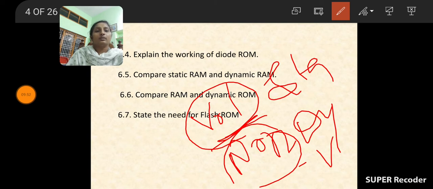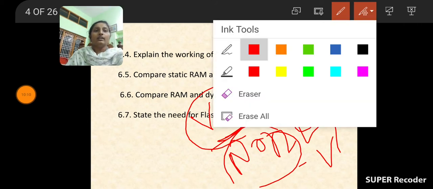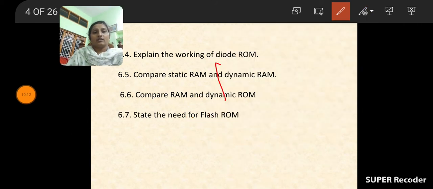So this is about what? Volatile and non-volatile memory. Here random access memory is the example of volatile memory, and read only memory is the example of non-volatile memory. Is it clear? So this is about volatile and non-volatile memory. And while coming to the block diagram, in the block diagram we already watched this.